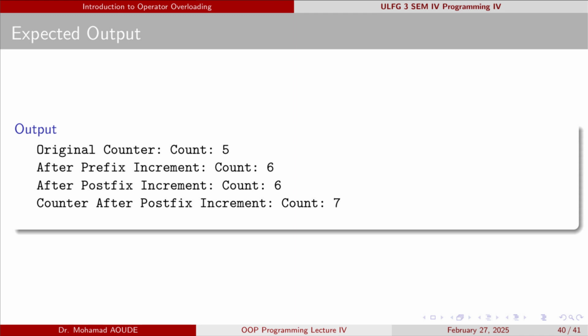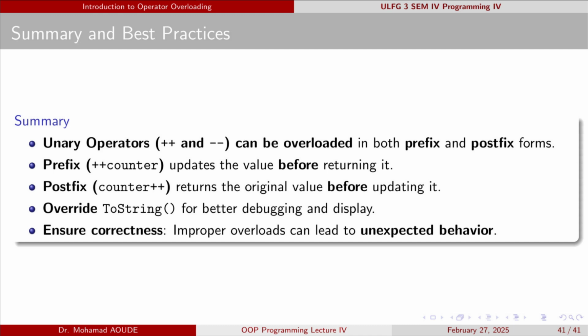Sample output shows count 5, 6, 6, 7. Clear, expected behavior equals good programming design. Overloaded operators must always behave predictably and sensibly. Finally, overload unary operators for richer object behavior. Always override toString for better visibility. Handle prefix and postfix forms correctly. Keep operator behavior predictable. Never surprise your users. Building powerful classes isn't just about functionality.